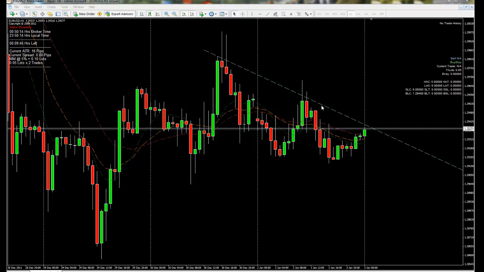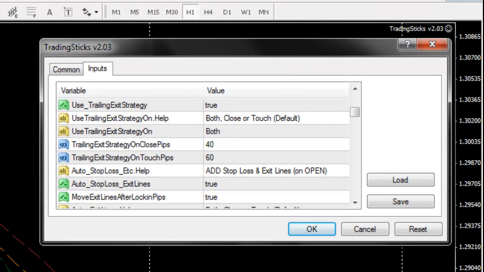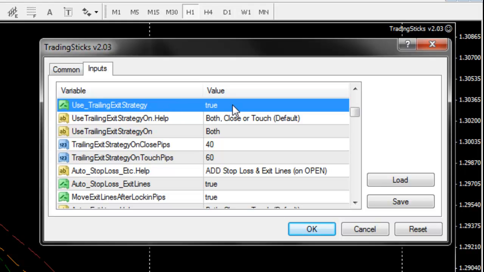You can let TradingSticks place the exit lines on the chart automatically, or you can draw them on yourself. I like to set and forget with a bit of drag and drop, each trader to their own. Let's look at how to set these up within TradingSticks itself. Firstly, do we want to use a trailing exit strategy at all? The answer here is yes, we do, so we'd say true.